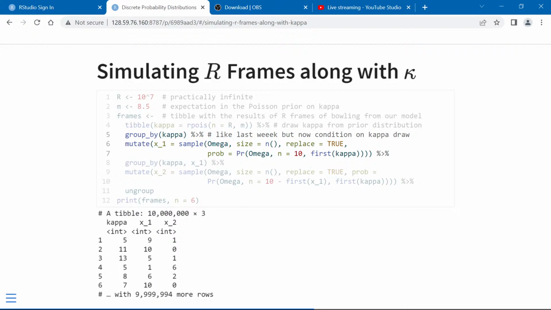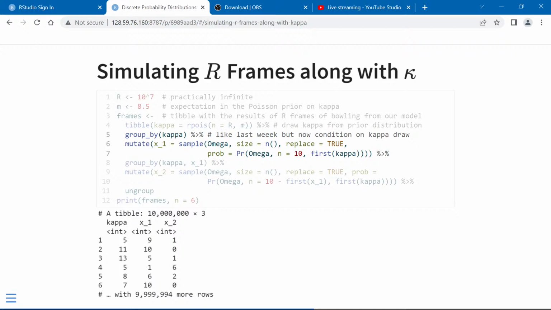But to condition on the kappa draw, I then need to sample from omega however many times is necessary according to how many times that value of kappa came up, with replacement because the pins get re-stacked every frame, all 10 of them, using probabilities from evaluating my probability function over all values of the sample space omega when 10 pins are available to be knocked down, and using the realized value of kappa in that group to affect the probabilities. So different values of kappa yield different probabilities and hence different realizations of x1, that being the number of pins knocked down on that frame of bowling.